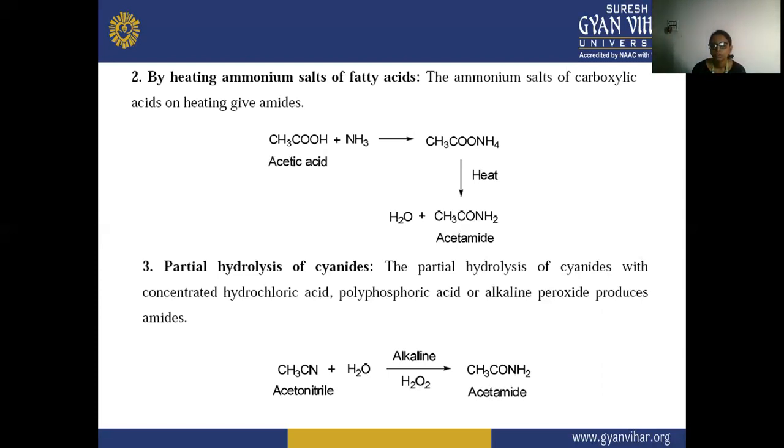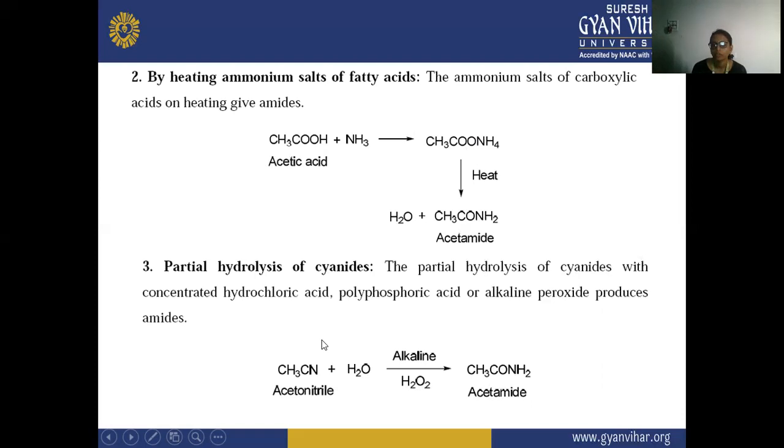CH3COONH4 is the ammonium salt of carboxylic acid, and when we heat it, there is a formation of this acetamide plus water molecule. So water gets evolved out from here. From here, O is removed, and two hydrogens are removed, forming the water molecule.